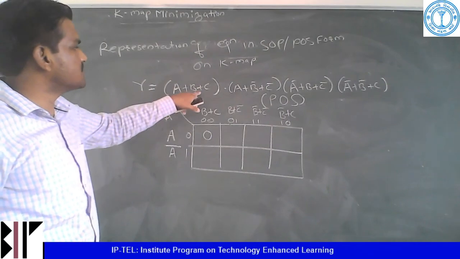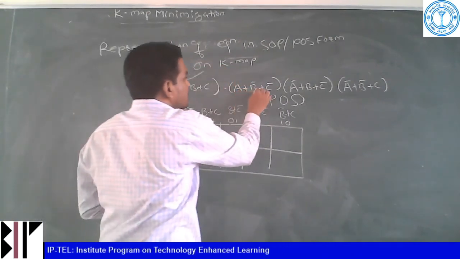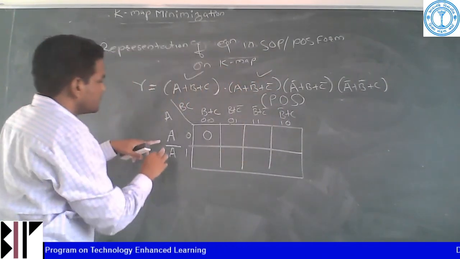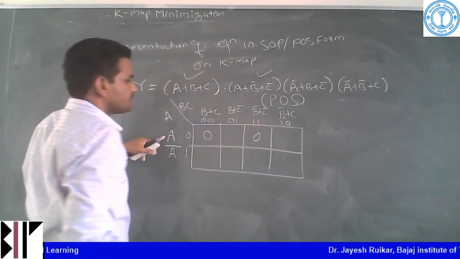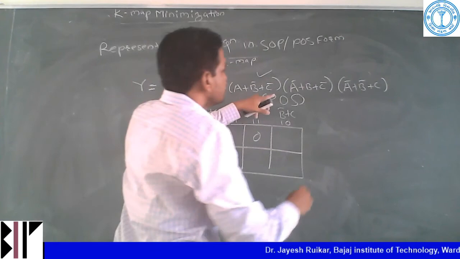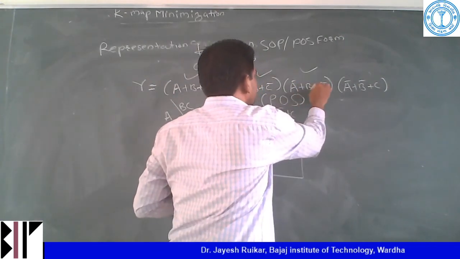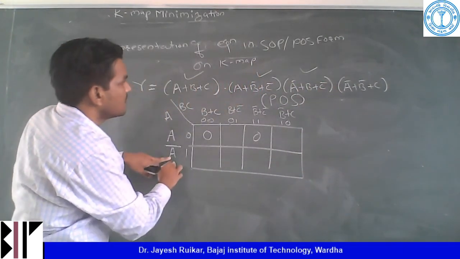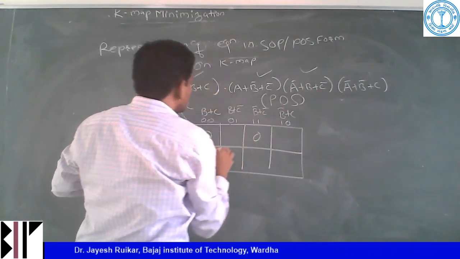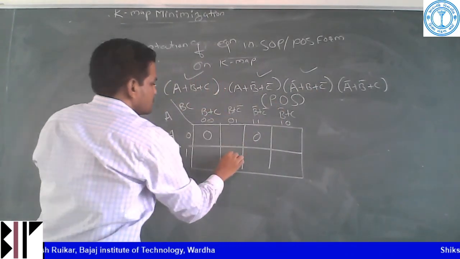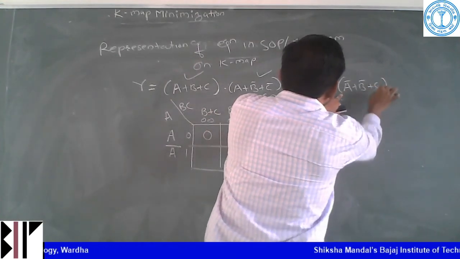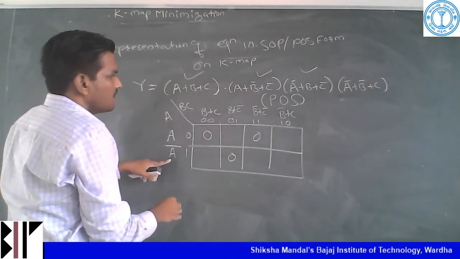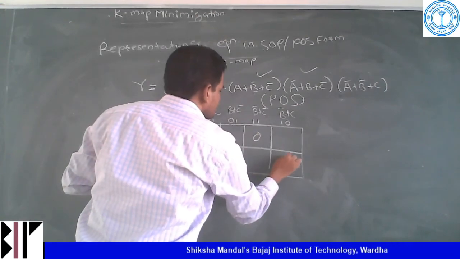So A plus B plus C. This first term is over. Then A plus B bar plus C bar. This is my A plus B bar plus C bar. So this is 0. Next term is this A bar plus B. This is my A bar. Now plus B plus C bar. B plus C bar. So this is my 0 term. Next one is A bar plus B bar plus C. A bar plus B bar plus C. So 0 is written.